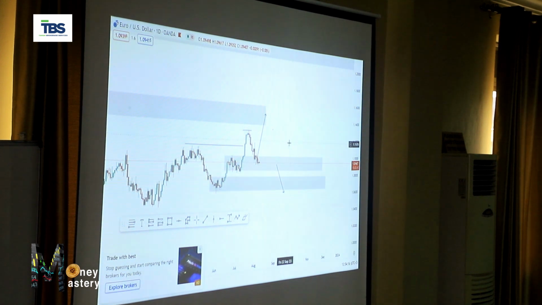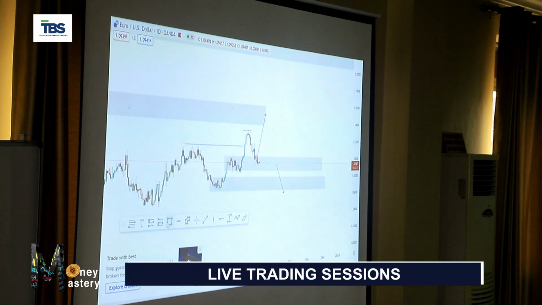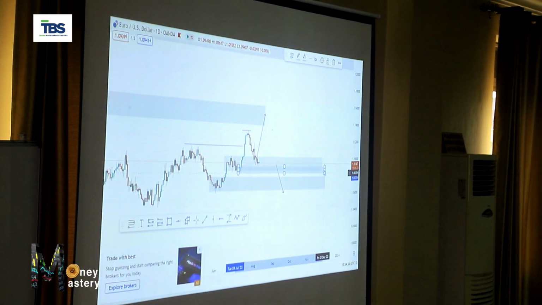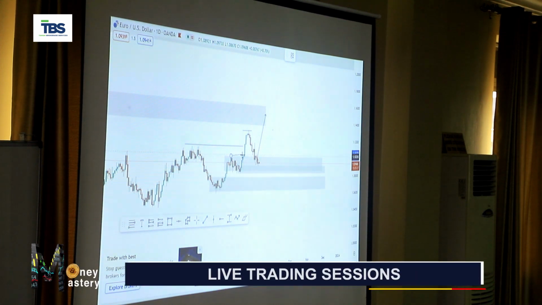So, are you thinking how things correspond? If we try to refine this area, we have a zone there, a block, right? Has it been mitigated? Kind of, but not that much. And also it is a minor break.